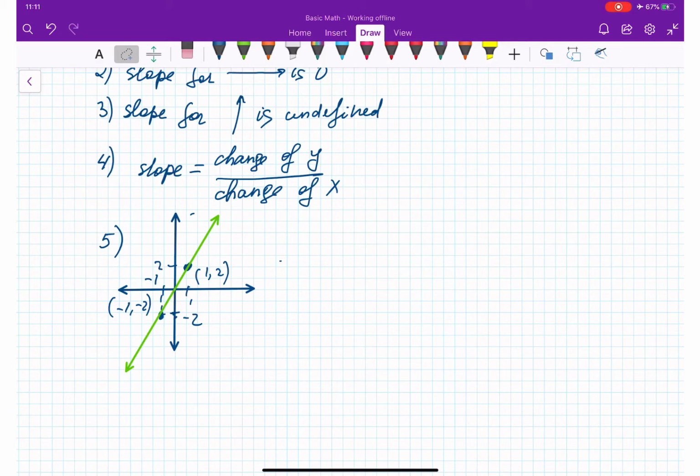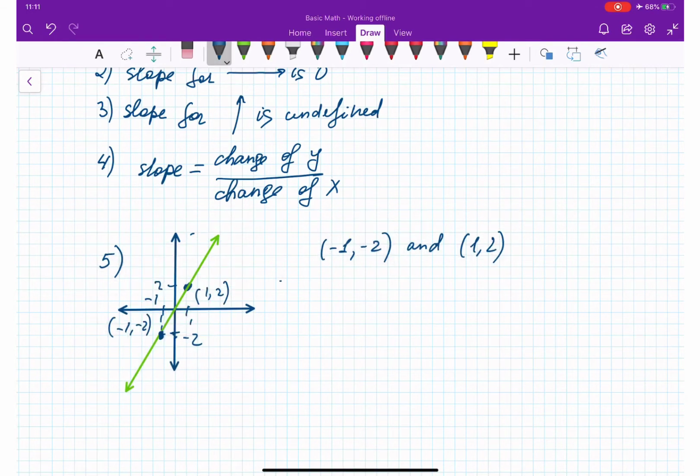Okay, so we are given a graph, and on the graph there are 2 points, and using these 2 points we need to identify the slope. How are we going to do it? So let's write it out. First point is negative 1, negative 2, and second point is 1 and 2.